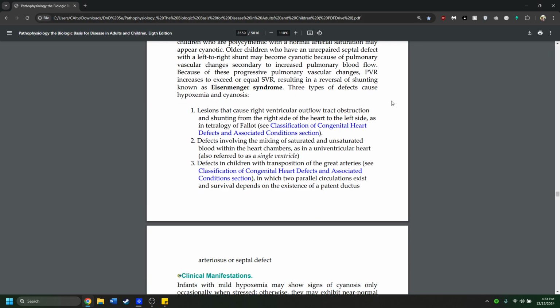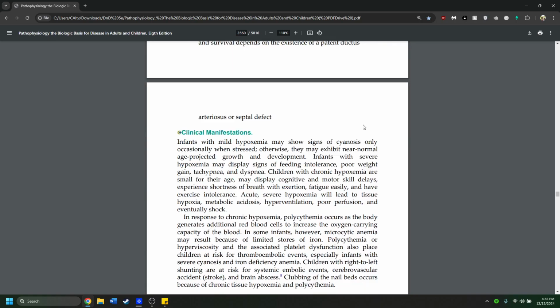Three types of defects cause hypoxemia and cyanosis. Lesions that cause ventricular outflow tract obstruction and shunting from the right side of the heart to the left, as in tetralogy of Fallot. Defects involving the mixing of saturated and unsaturated blood within the heart chambers, as in a univentricular heart. And defects in children with transposition of the great arteries, in which two parallel circulations exist and survival depends on the existence of a patent ductus arteriosus or septal defect.